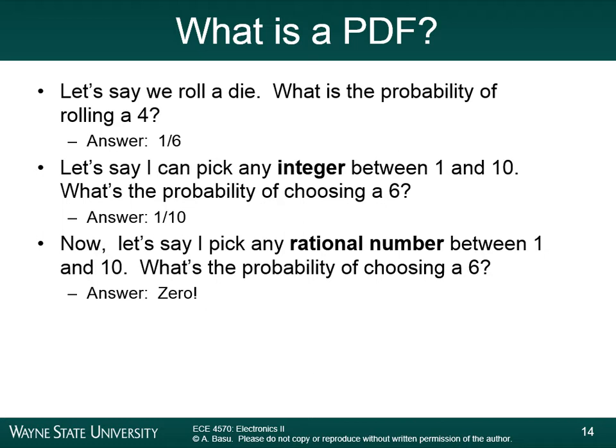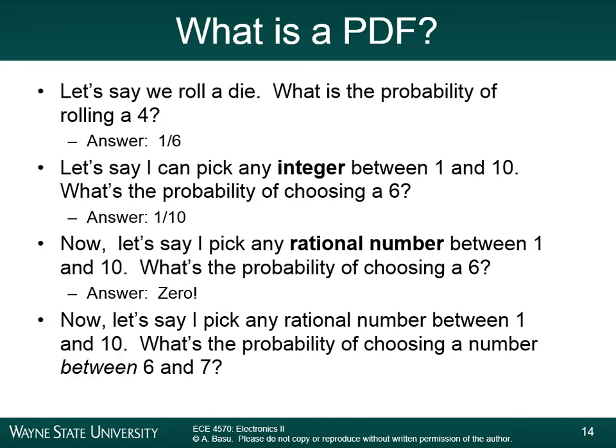When you're working with analog systems where there's an infinite number of possibilities, you have to do something like this. Let's say I pick a rational number between 1 and 10. Now I'm going to ask, what's the probability of choosing a number between 6 and 7? So any rational number between 1 and 10, what's the probability of choosing a number between 6 and 7? Think about this one for a second.